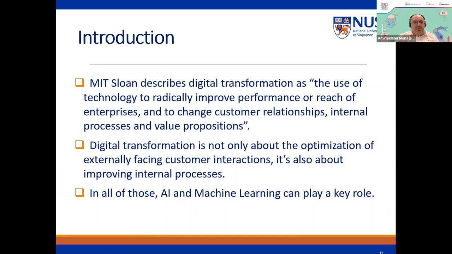Introduction. Okay, let's get back to MIT Sloan College description of digital transformation. They describe that as the use of technology to radically improve performance. This is an important point. AI machine learning will help us to improve the performance of our business. Digital transformation radically improve the performance of our business as well. This is a change in culture to reach a better customer relationship, better internal processes, and value propositions.